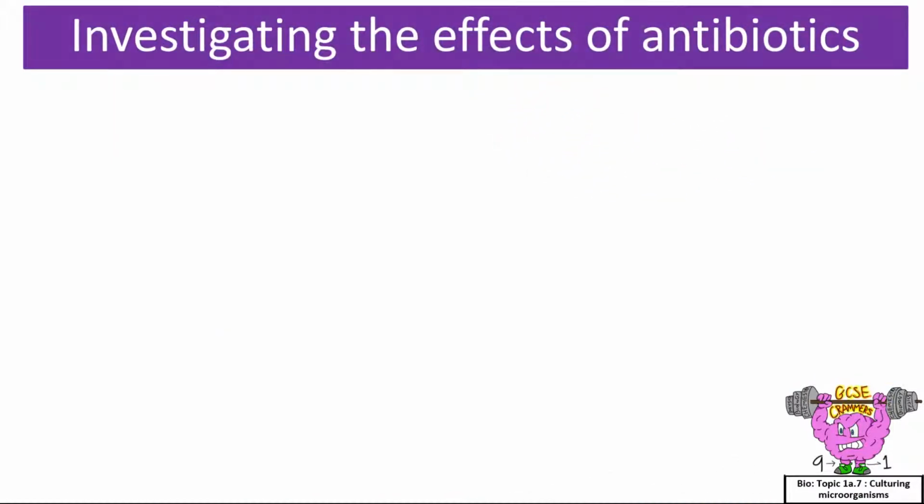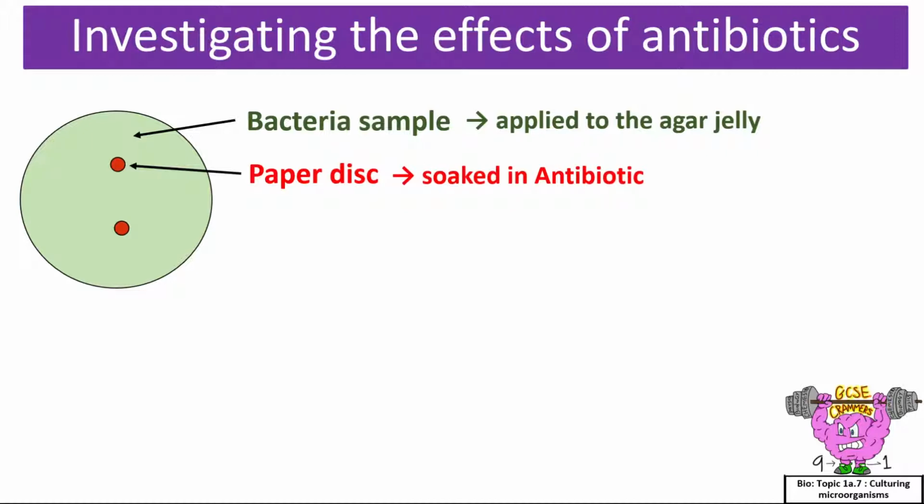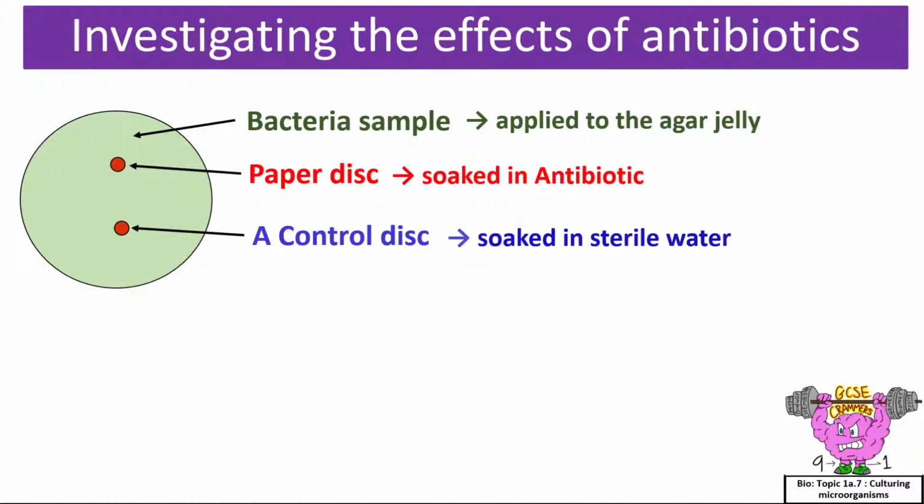Investigating the effects of antibiotics. You need a bacteria sample applied to the agar jelly, a paper disc soaked in antibiotic, and a control disc soaked in sterile water, not antibiotic. Then you store the sample plate to let the bacteria grow.